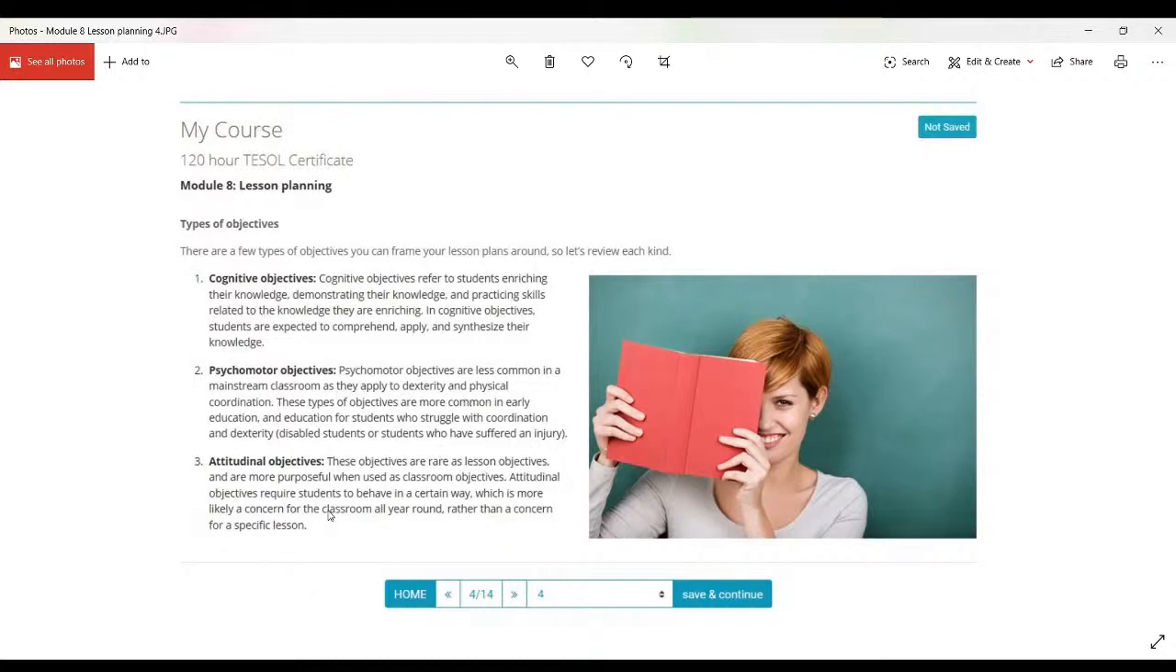Okay, lastly is attitudinal objectives. All right, so this is rare as lesson objectives and is more purposeful when used as classroom objectives. Okay, it requires students to behave in a certain way, which is more likely a concern for the classroom all year round rather than a concern for a specific lesson. All right, save and continue.